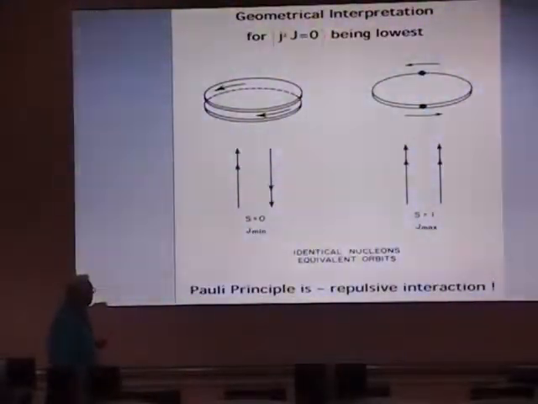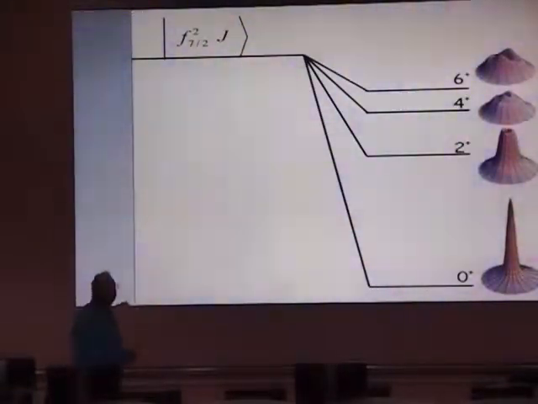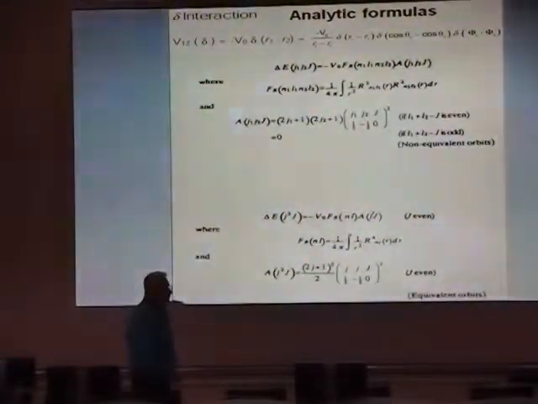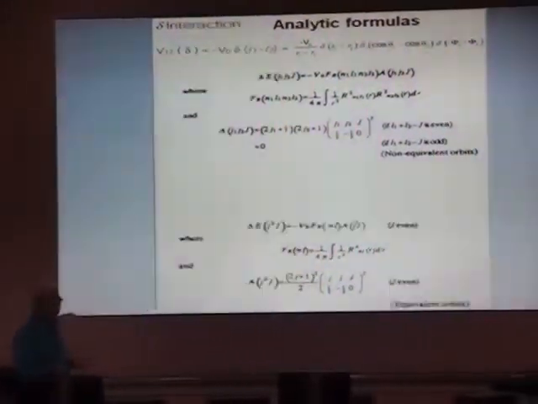Okay, now this is a cartoon, but it actually is shown by real calculations. These are calculations for two particles in an f7 halves orbit, and this is the radial distance, this is the wave function amplitude. In the 0 plus state, there's a huge amplitude here. As you go up in spin, the wave function spreads out because the particles are orbiting far from each other. Okay, now I did it all just by arguing using the Pauli principle.